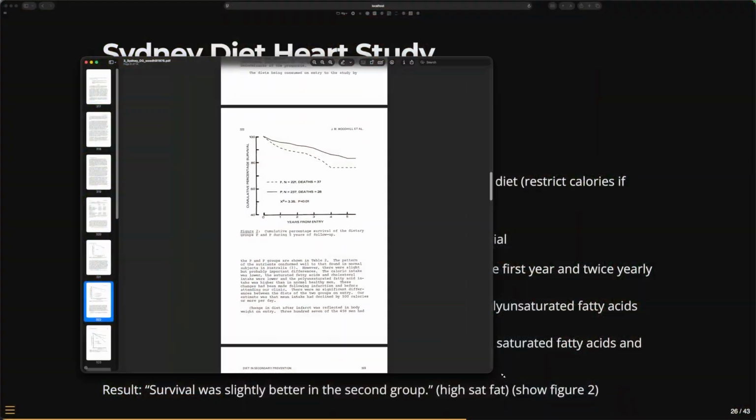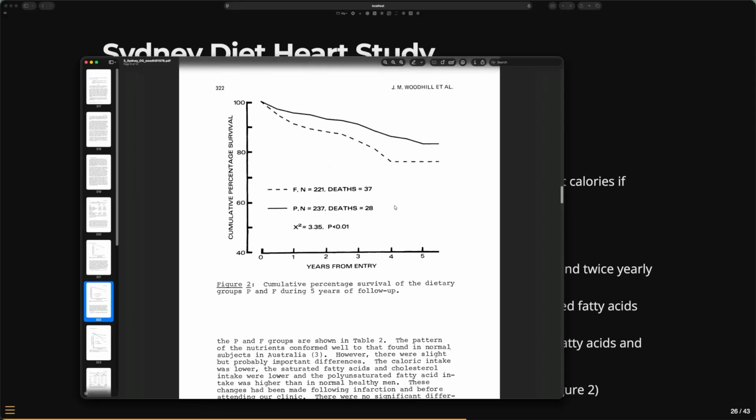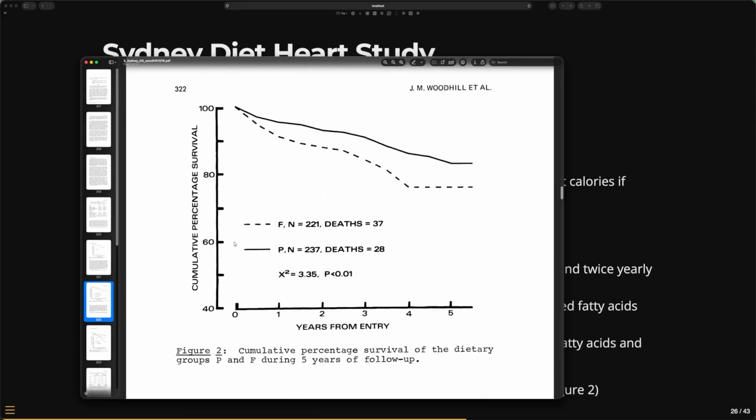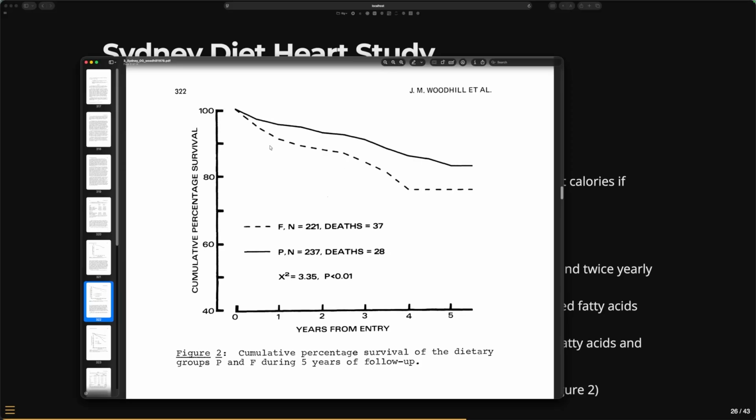trial as well. Okay. And we can show that this is a similar kind of graph to the other one. And you can see the same thing, the percent survival on the y-axis and the years from entry, and the dotted line is the treatment group. That seems a lot more significant. It looks that way, yeah, but remember the numbers here are much lower.